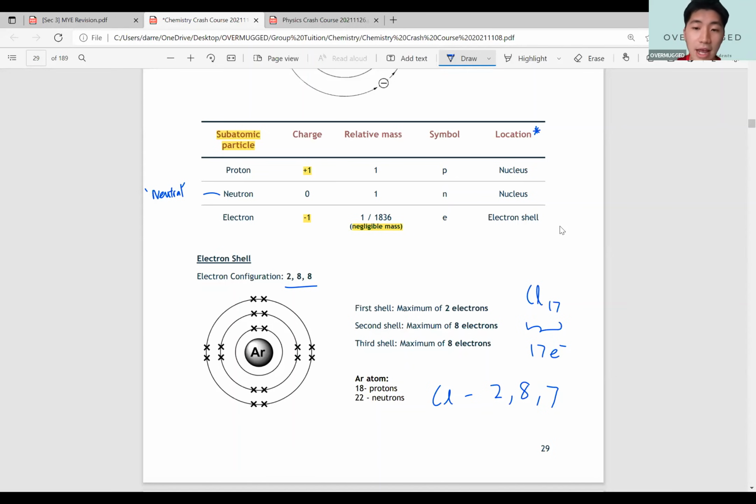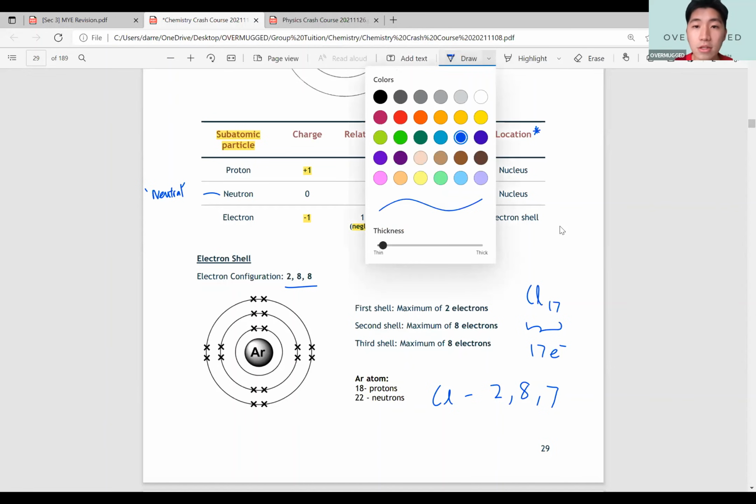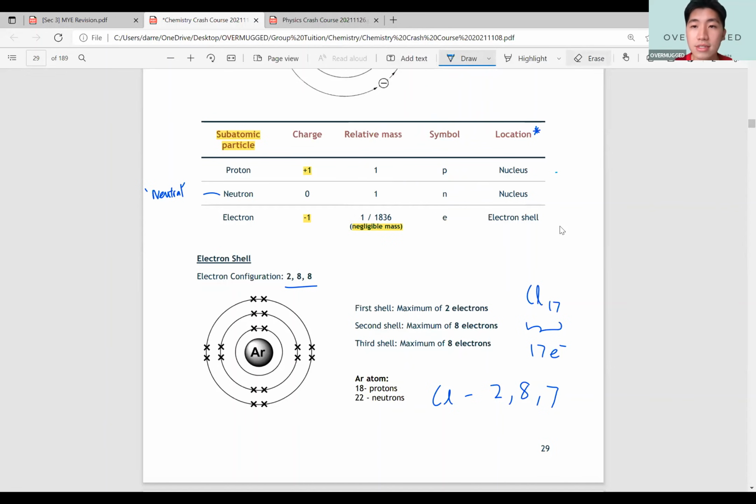Because the 17 electrons have been distributed. There's 2 on the first, there's 8 on the second shell, and there's 7 on the outermost shell, the third shell. So when we talk about chlorine, it's 2, 8, 7. We'll come to why this is important later on. Now, back to this part about the nucleus.